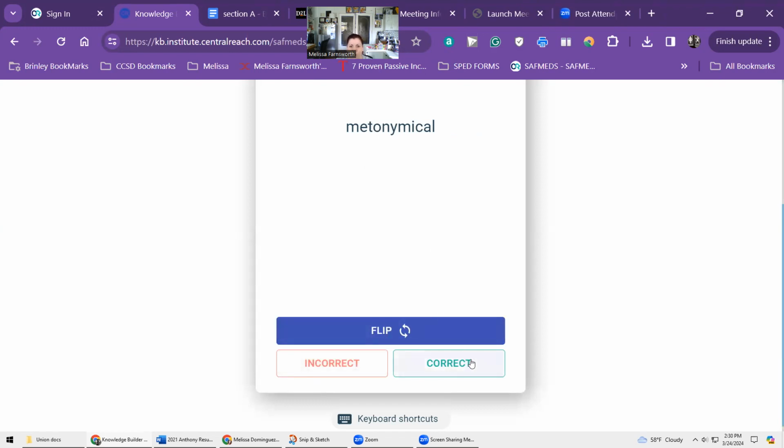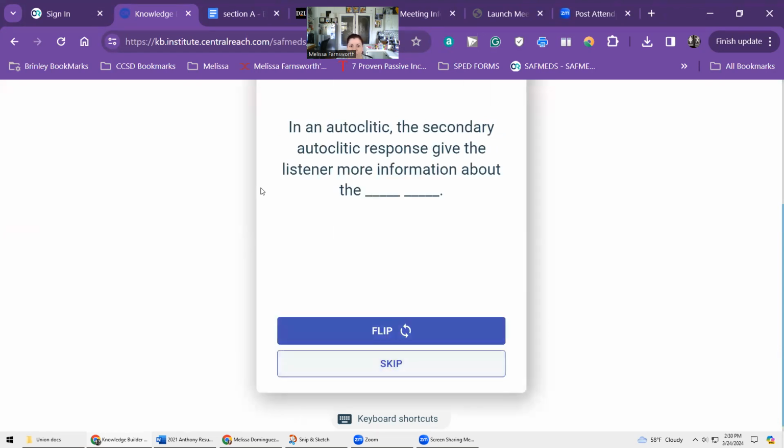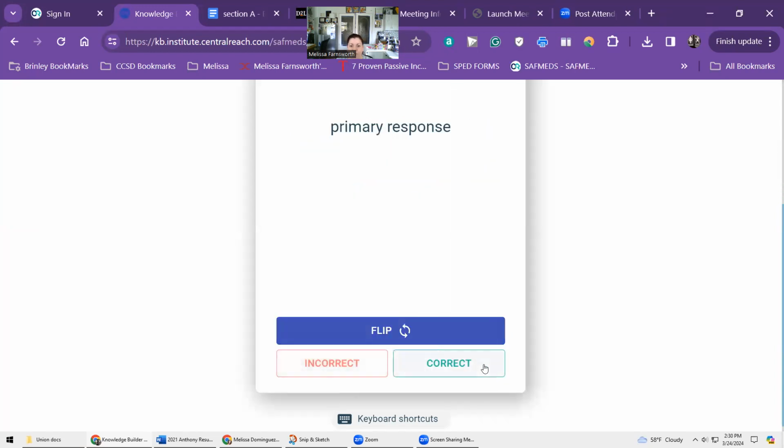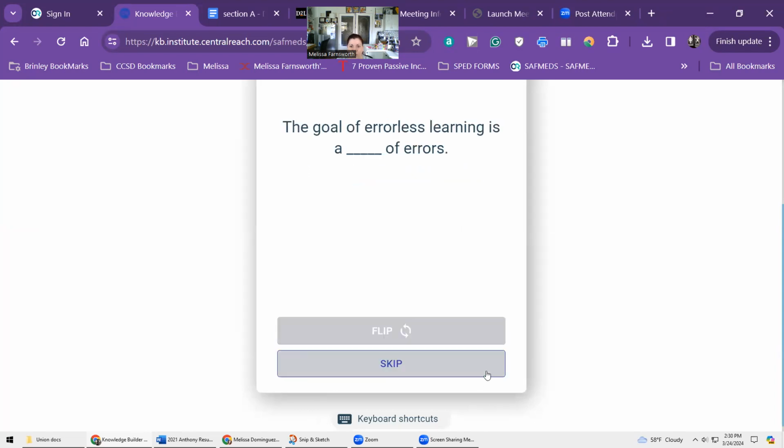Metonymical. In a DRD schedule, the criterion is blank based on the individual's performance. Decreased. In an autoclitic, the secondary autoclitic response gives the listener more information about the blank blank. Primary response. A schedule that provides reinforcement every 6 responses is a blank blank. Fixed ratio. The goal of errorless learning is a blank of errors.